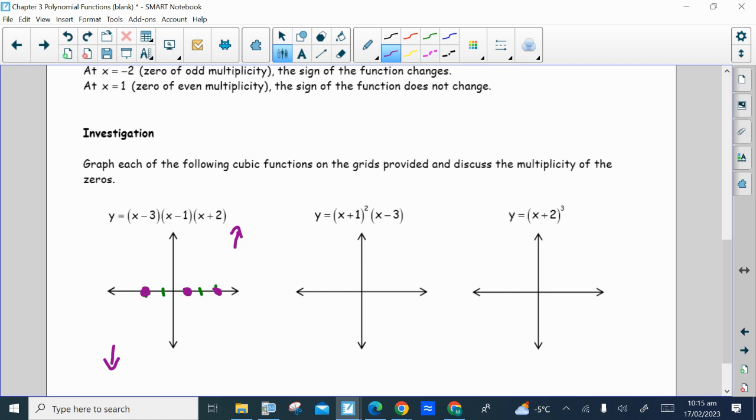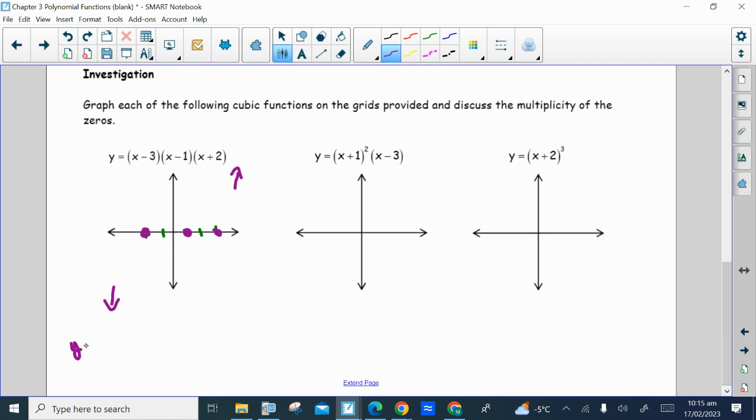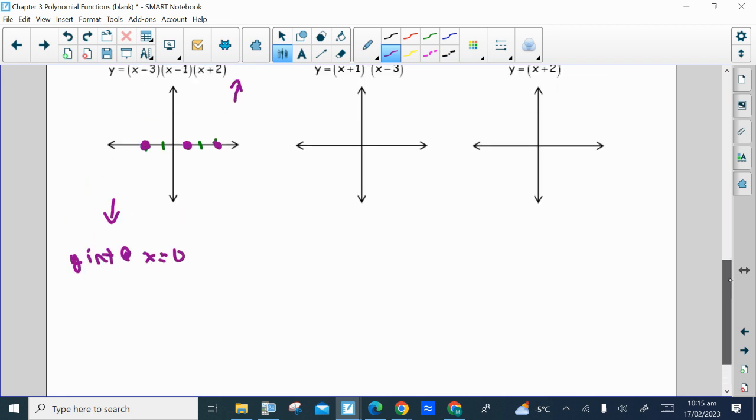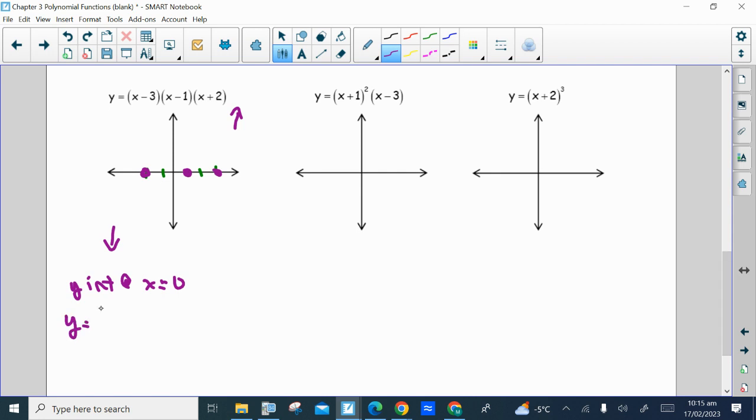Finally, we can find the y-intercept. The y-intercept is where x equals 0. It is the constant term, which again is found by letting x equal 0. So if we take y equals the 3 factors and let x equal 0, 0 minus 3 is negative 3, 0 minus 1 is negative 1, 0 plus 2 is 2. When you multiply those 3 together, you will get positive 6. So we have a y-intercept up here, and we'll say that is at positive 6.